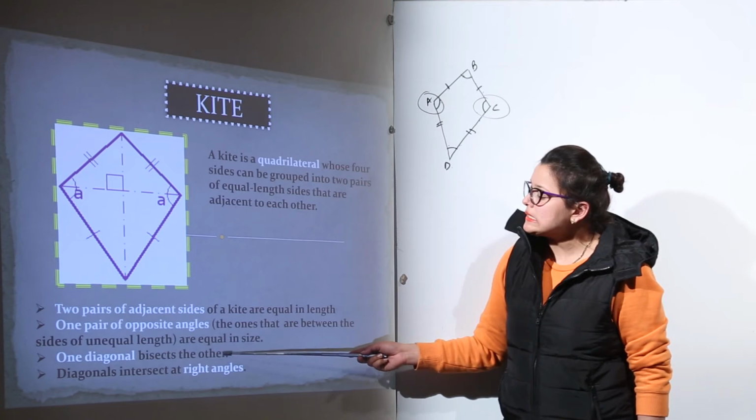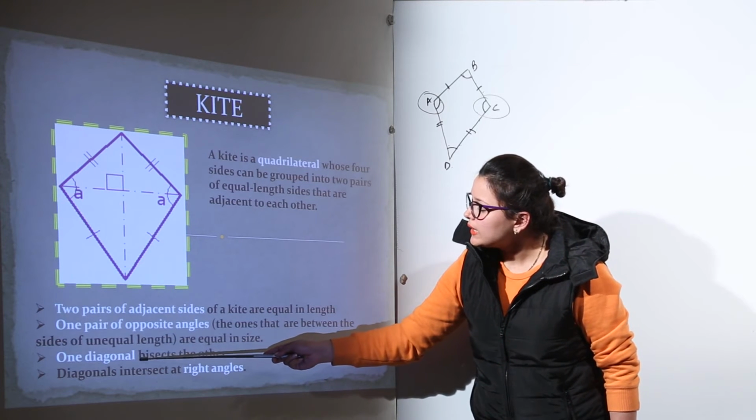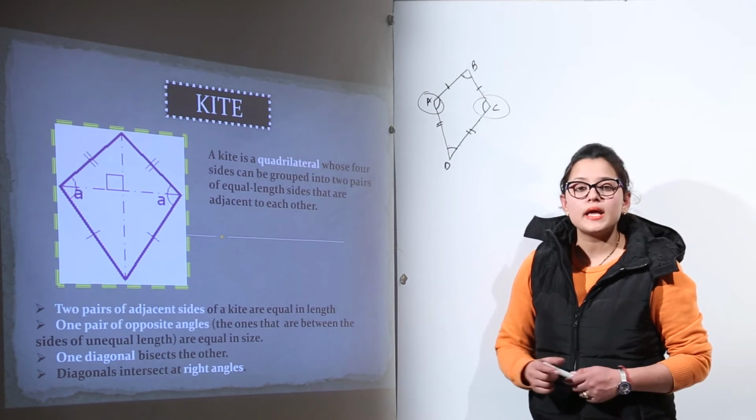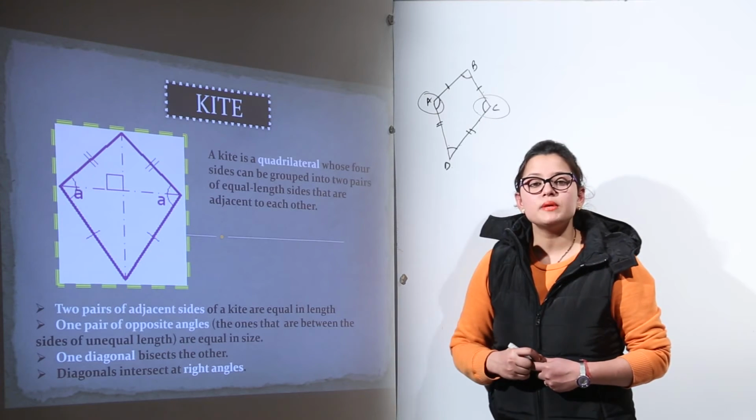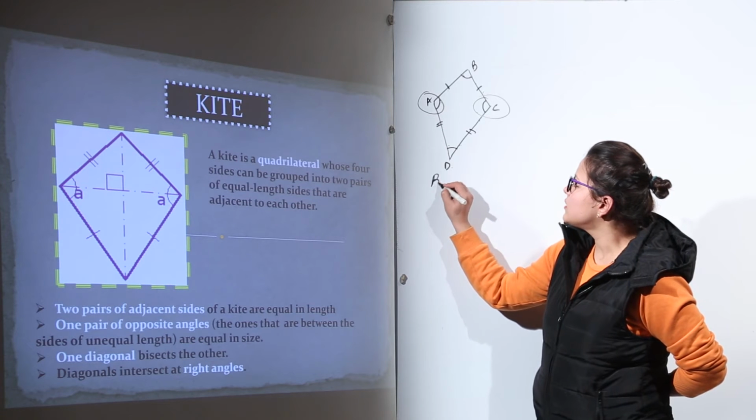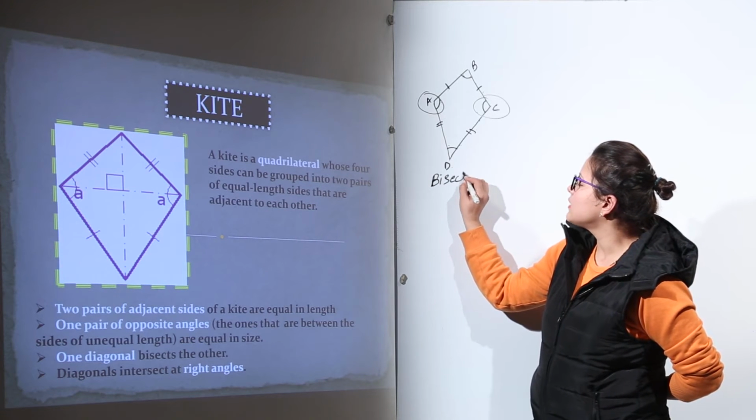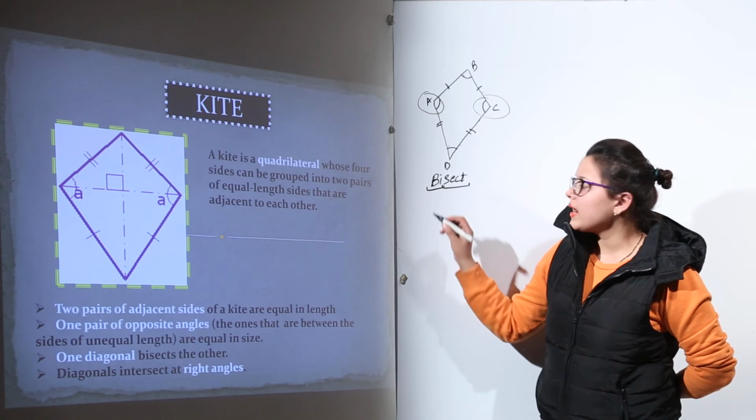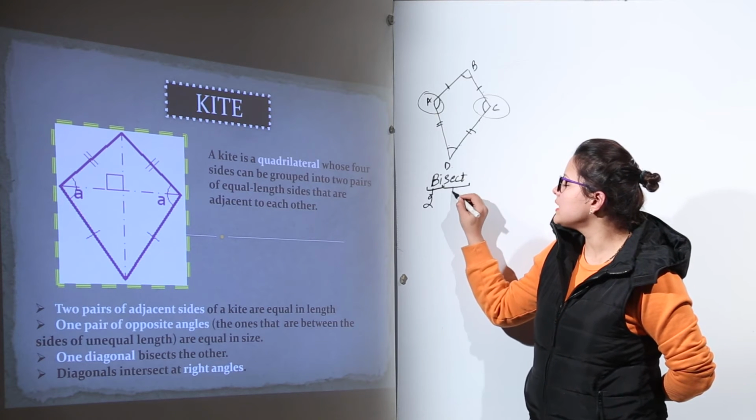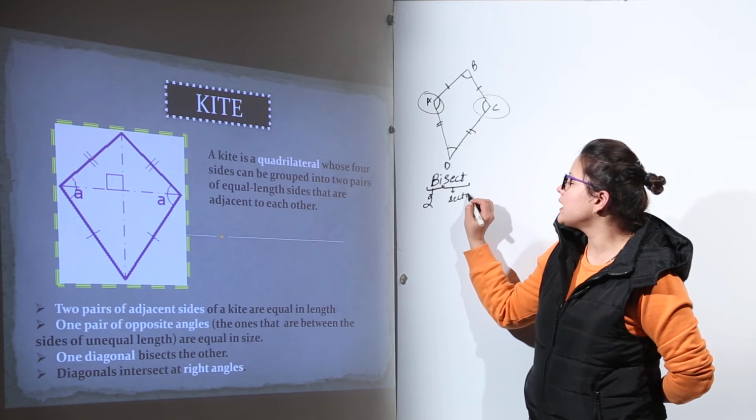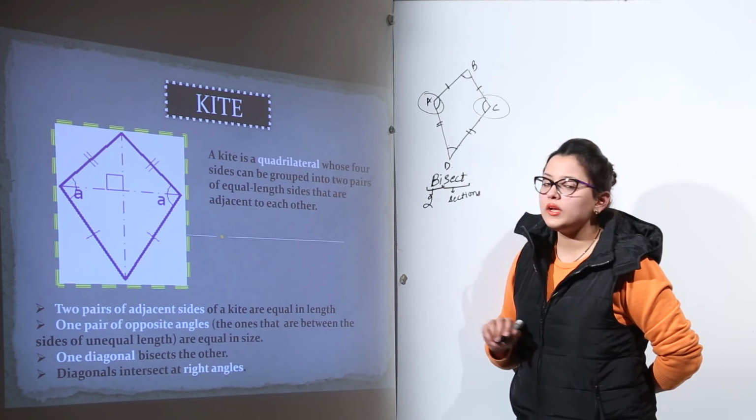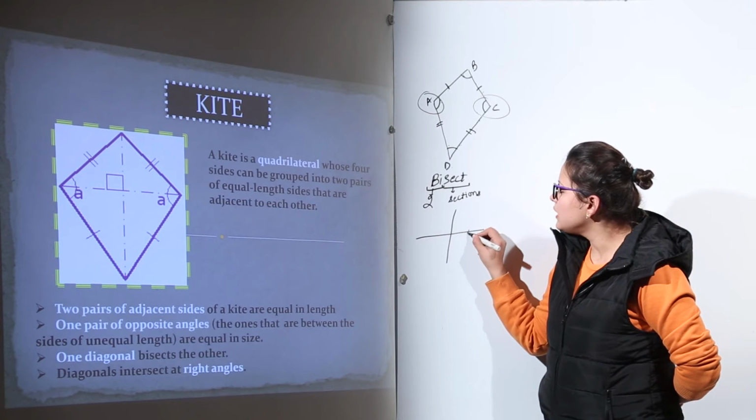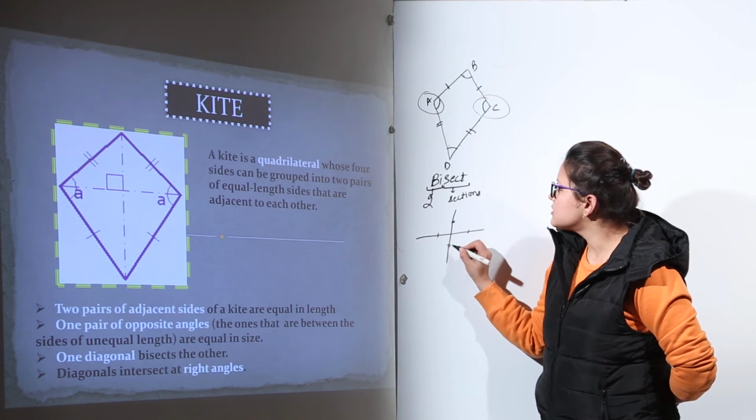The next property says that one diagonal bisects the other. Now what do you mean by the word bisect? Bisect is made up of two words, bi and sect. Bi means two and sect means sections. That means the diagonals are going to divide each other into two equal sections. This is what I mean.